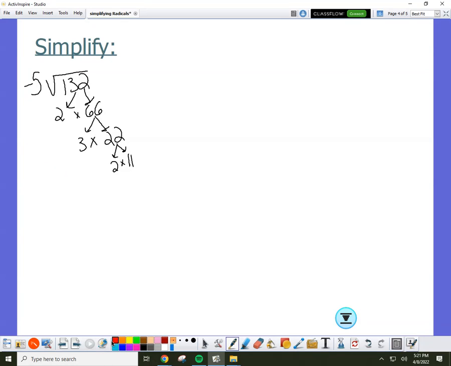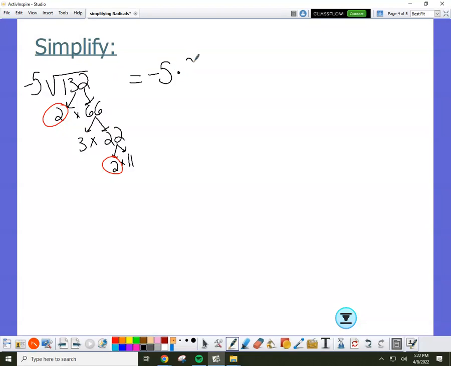Now we gotta find pairs. Do we have buddies? Okay, I have 2 2s, so they could escape. But I only have 1 3, so he can't escape. I only have 1 11, so that one can't escape. So only the 2s get to escape this one. We're going to put equals. Since this -5 is already here, we're going to rewrite it and multiply it by whatever we pull out.